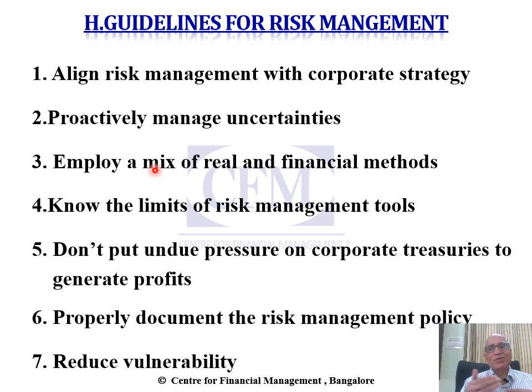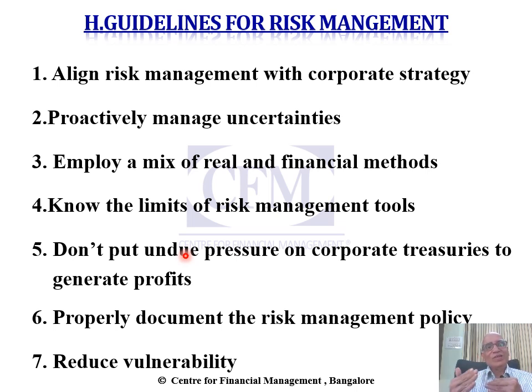3. Employ a mix of real and financial methods. Firms use real methods such as diversification, strategic alliance, and so on. And they also use financial methods like forwards, futures, swaps, and options. A judicious combination of real and financial methods is often advisable. 4. Know the limits of risk management tools. It is easy to get carried away by exotic risk management tools. One must know the limitations of these tools and use them very, very carefully.